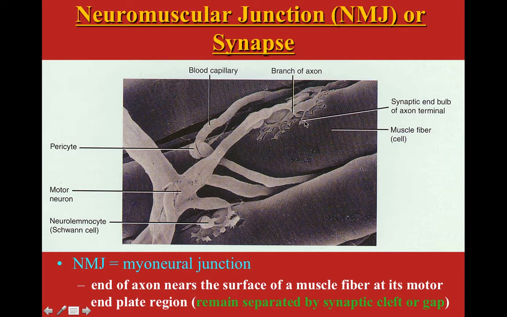The synaptic end looks like a hand coming down onto the muscle fiber itself, which is the muscle cell. The pericyte right here, and the neurolemmocyte, which is a Schwann cell. When we get to the nervous system, we'll talk more about these Schwann cells and their purpose. So the NMJ, the myoneural junction, another way to say that would be the neuromuscular junction. It's just a different play on words. The end of the axon near the surface of the muscle fiber at its motor end plate remains separated by the synaptic cleft, or the gap.